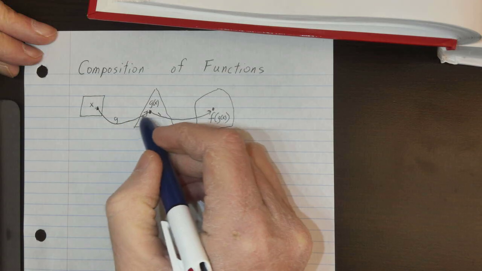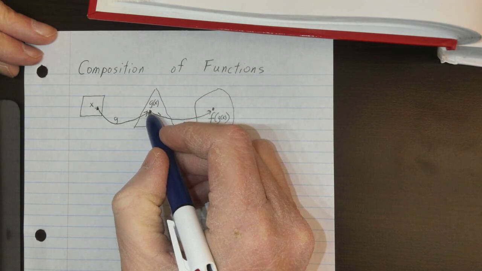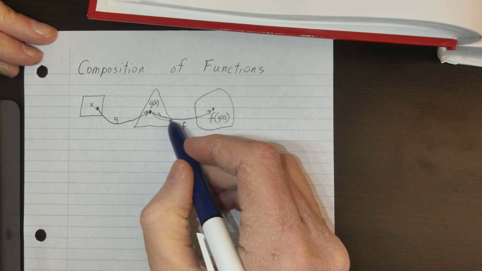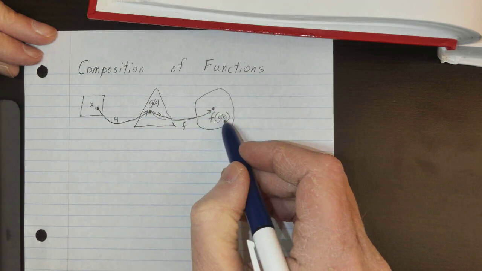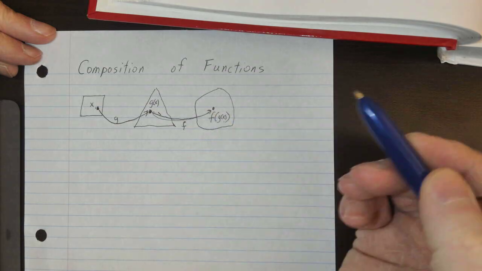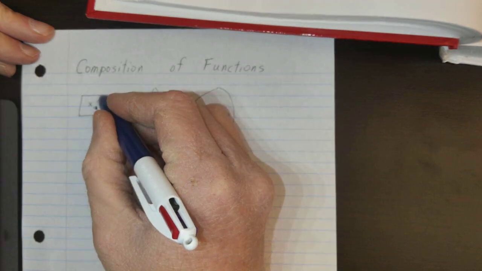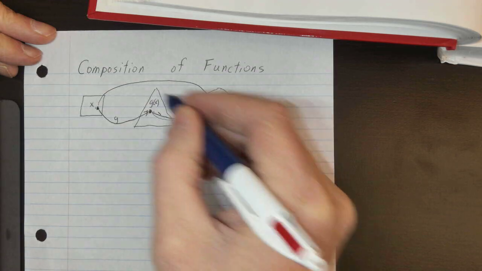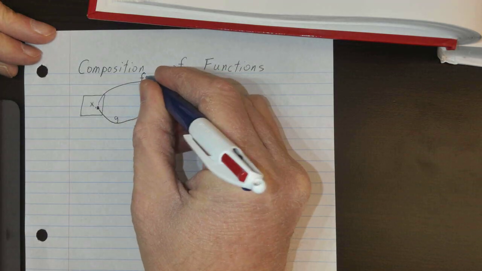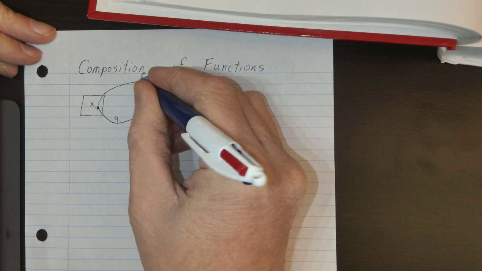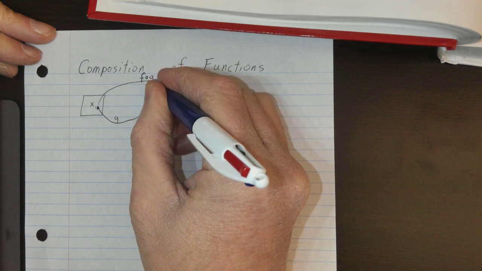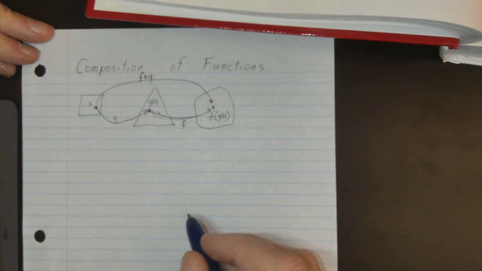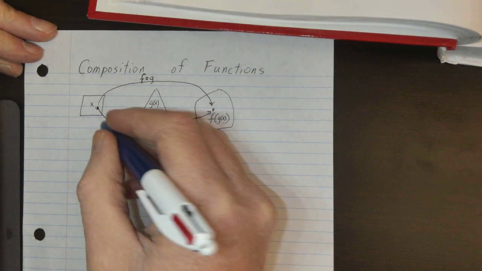We had the x, we did something to it, and we got the g of x, and then with that answer we put that in function f and got f of g of x, and that's a composite function. And we try to do it in one fell swoop and go f, and that's a little circle, f of g, f circle g. That's not fog, that's f circle g.